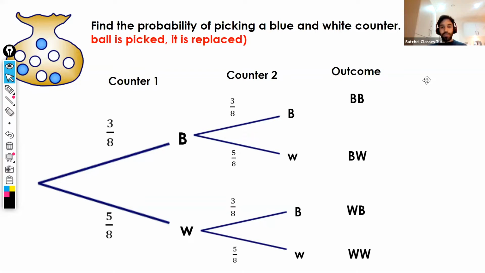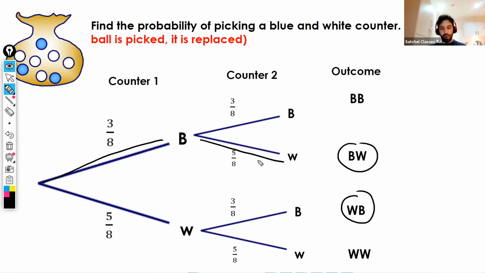Find the probability of picking a blue and a white counter. So the probabilities that we want is blue and white, so these two over here. So what we need to do is go across this branch and then this branch to get the probability of blue, white, and then this branch and this branch to get the probability of white, blue. So the probability of each outcome is simply multiplying the probability along each branch.